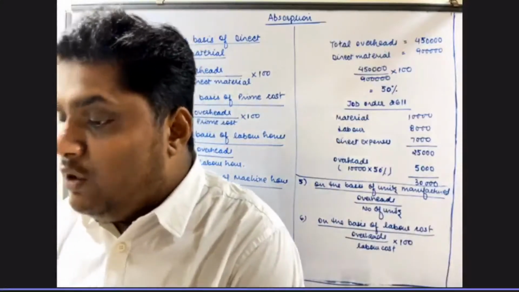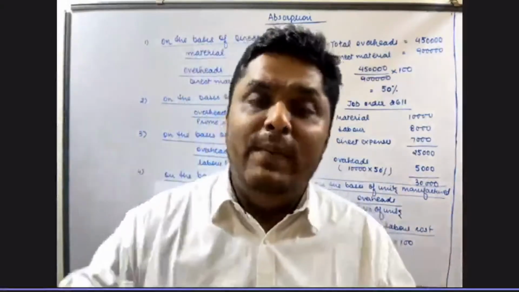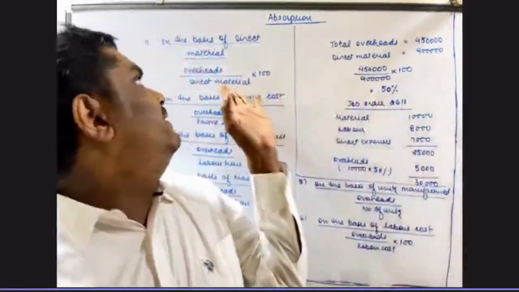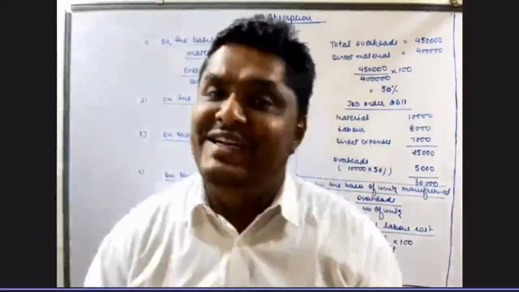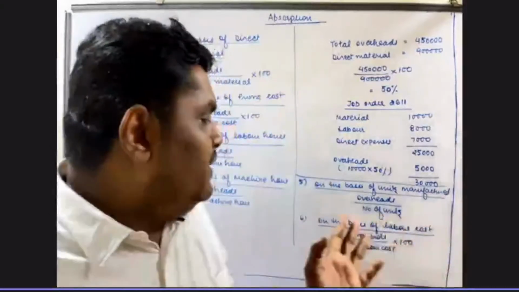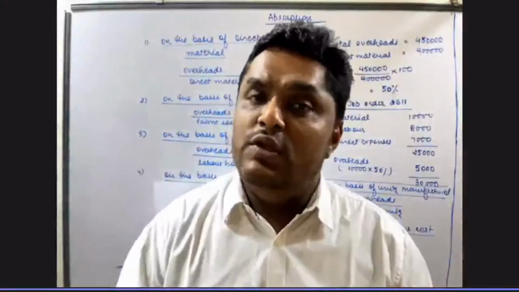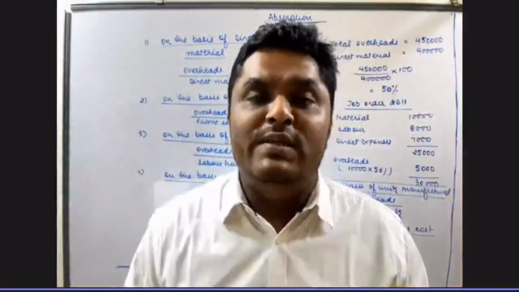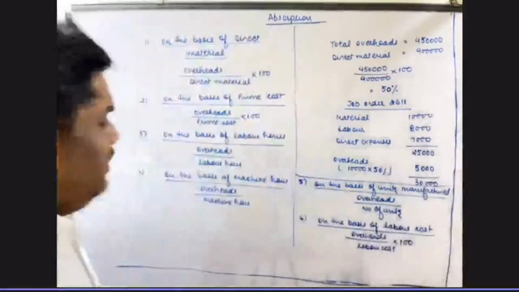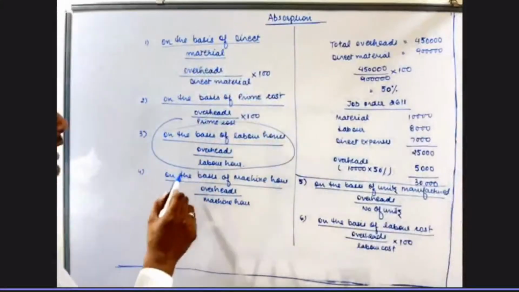When talking about which method is the most appropriate, guys, if the department is material-based, then on the basis of percentage of direct material. If the department is labor intensive, then on the basis of labor hours. If the department is machine intensive, then on the basis of machine hours. And if you are not able to figure it out, then generally the overheads are absorbed on the basis of labor hours. If labor hours are not given, then machine hours.